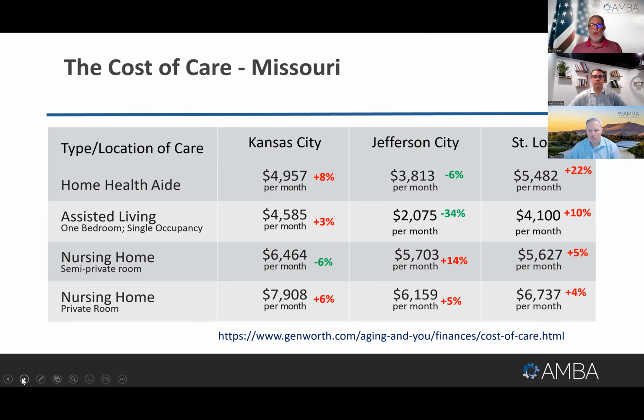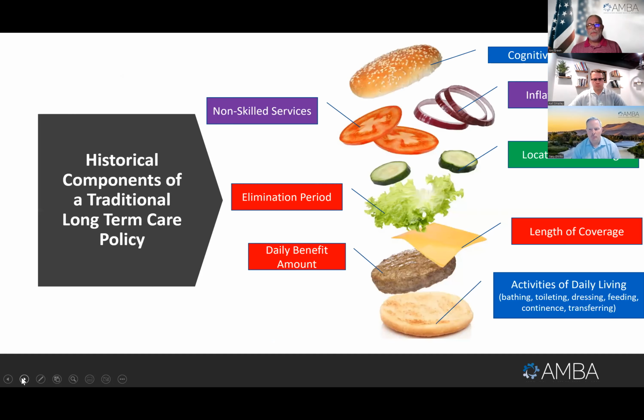Other parts of the Midwest, especially once you get up into Wisconsin, Illinois, those places, those costs are going up even more, and their costs are quite a bit more. So in Missouri, the costs are pretty in line with the national average, slightly less in the rural areas. So catch you up on that.